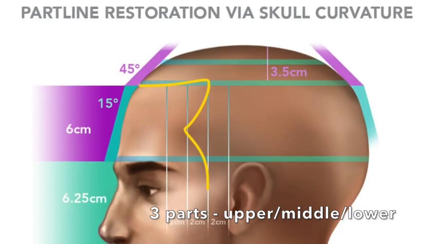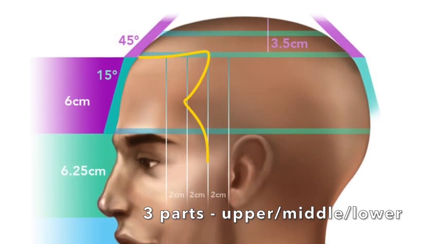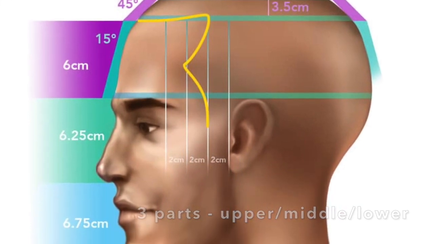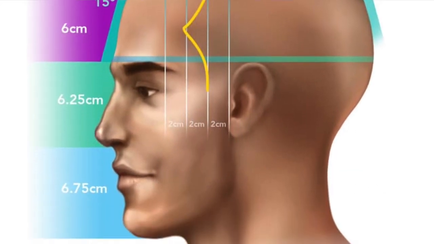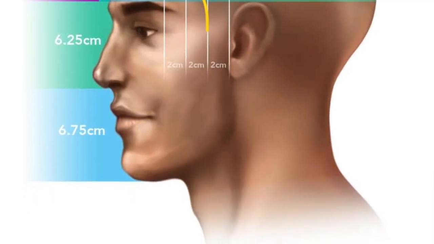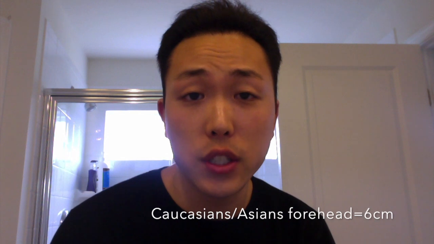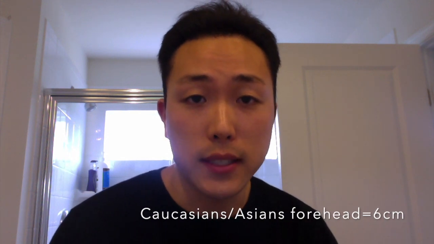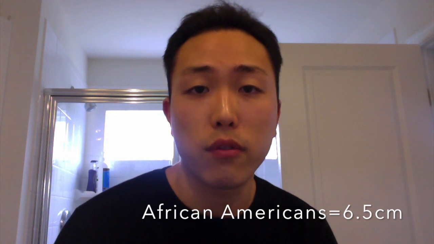Alright, so the face is divided into three different parts. We have the upper, which is going to be from the hairline to the upper part of the eyebrow. And then we have the middle, which is from the upper part of the eyebrow to the bottom base of the nose. And then the lower is going to be from the nose to the bottom of your chin. For Caucasians and Asians, they're going to have an average of about 6 centimeters of forehead. And in African Americans, they're going to have about 6.5 centimeters.